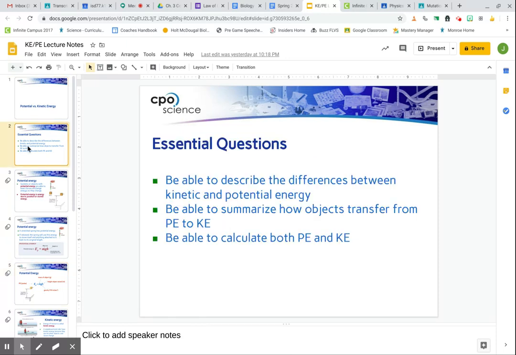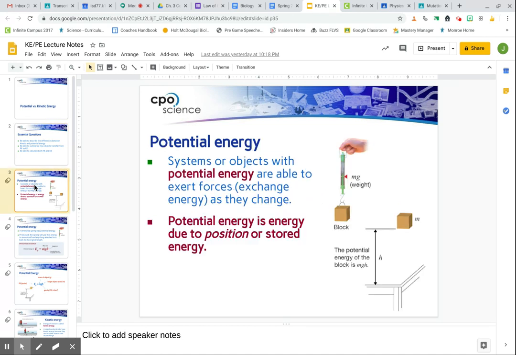So our essential questions are: be able to describe the differences between kinetic and potential energy, be able to summarize how objects transfer from potential energy to kinetic energy and kinetic energy to potential energy, and be able to calculate both PE and KE. So to start with, we're going to talk potential energy.